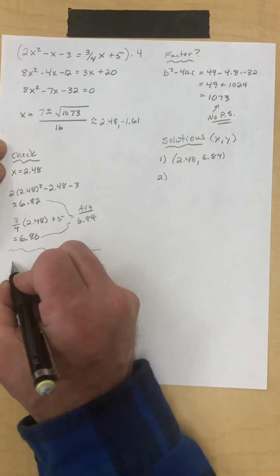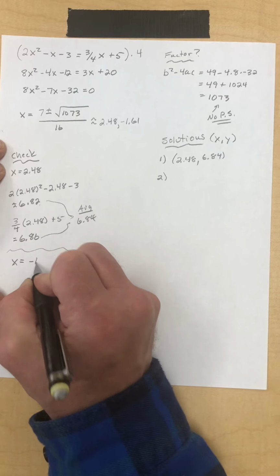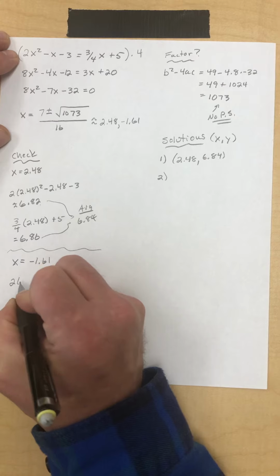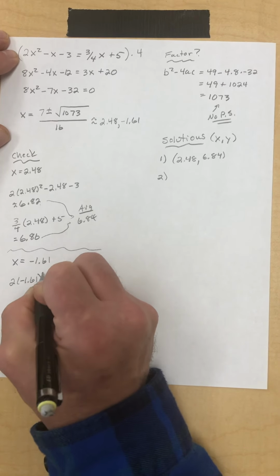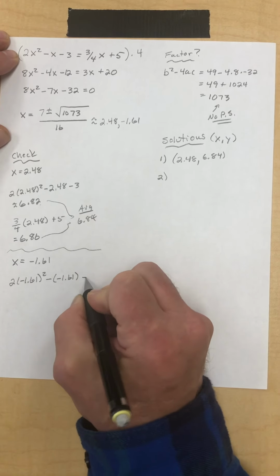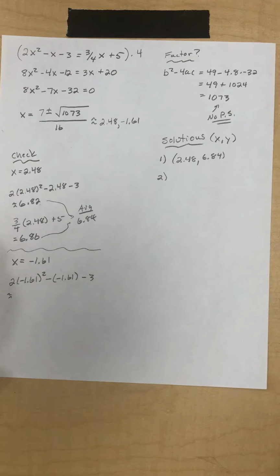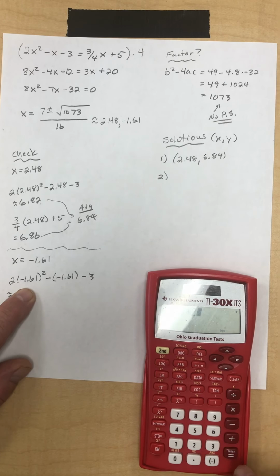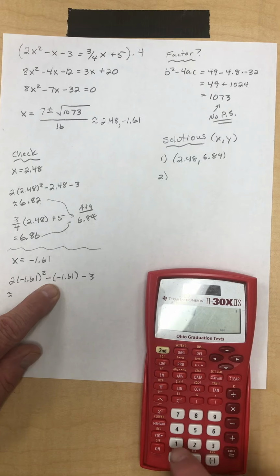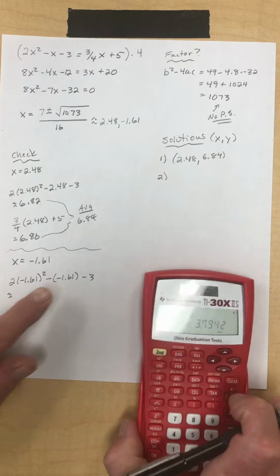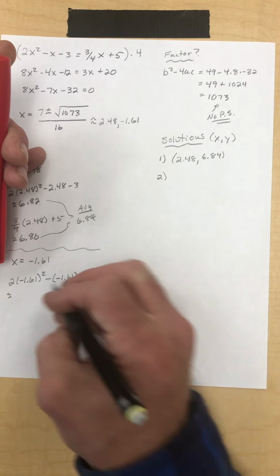Now we've got to check x equals negative 1.61. So I go back up and I go 2 times negative 1.61 squared minus a negative 1.61 minus 3. And we see what happens there. When I square it, it's going to be positive. So I go 1.61 squared, times 2, and then this will be plus 1.61, and then minus 3. I'm getting, when I round off, roughly about 3.79.